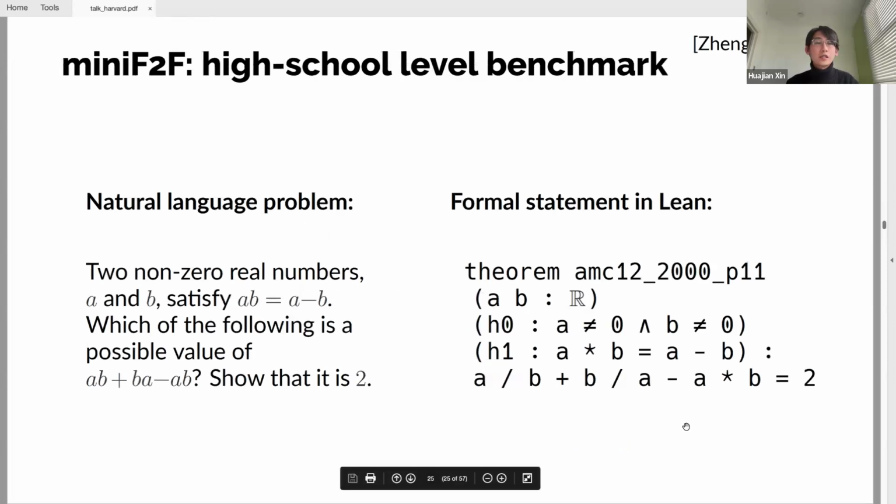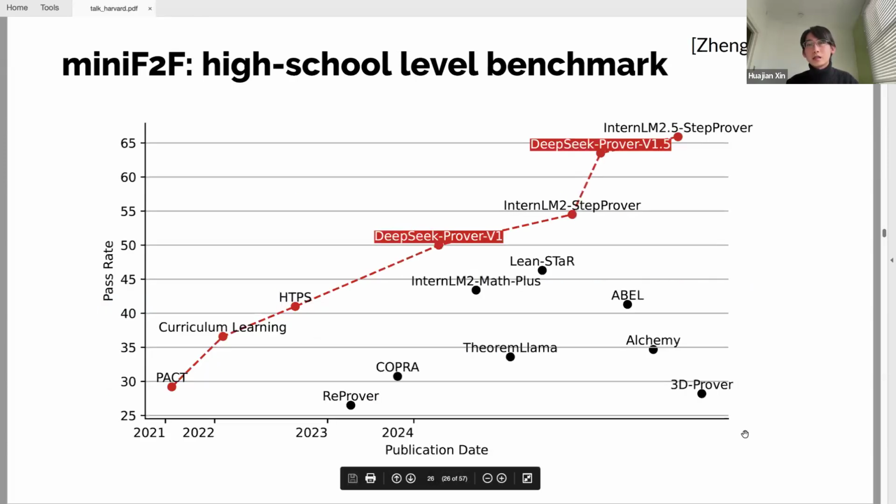The miniF2F benchmark evaluates AI on high school level problems, including some IMO questions. And our DeepSeek-Prover version 1 achieved the state-of-the-art result this year, surpassing the long-standing record of Meta's HTPS established in 2022. And furthermore, DeepSeek-Prover version 1.5 further improved its performance.